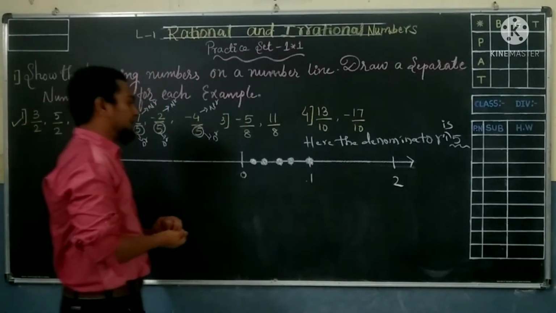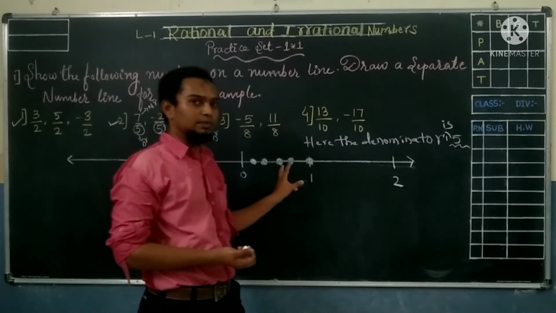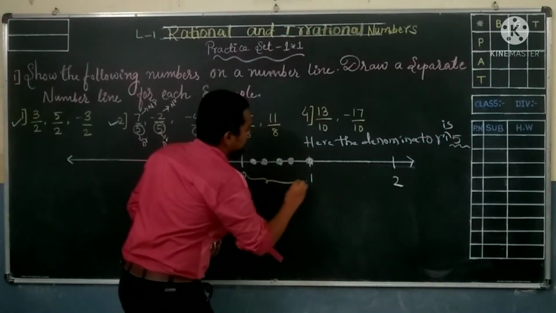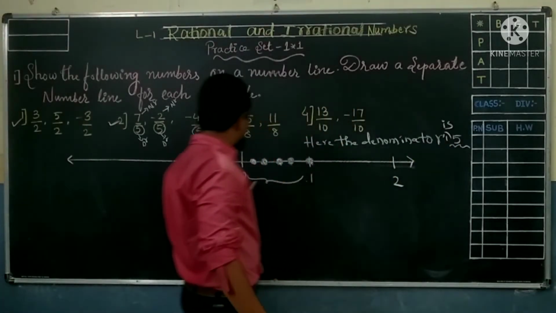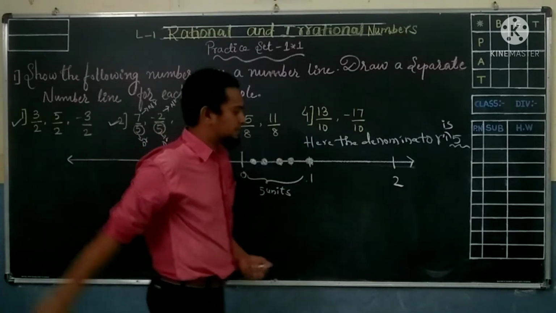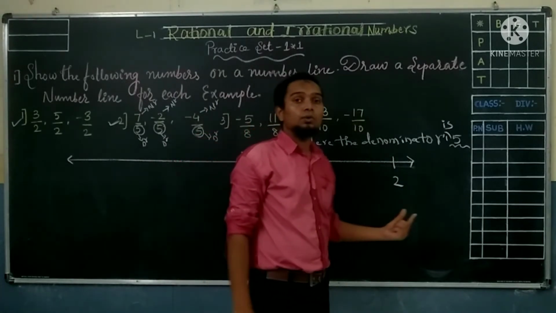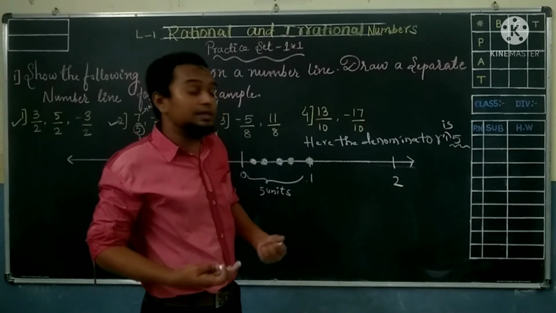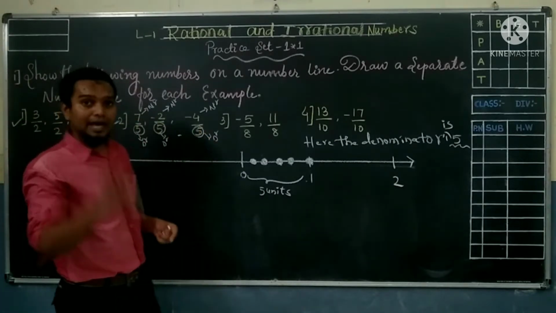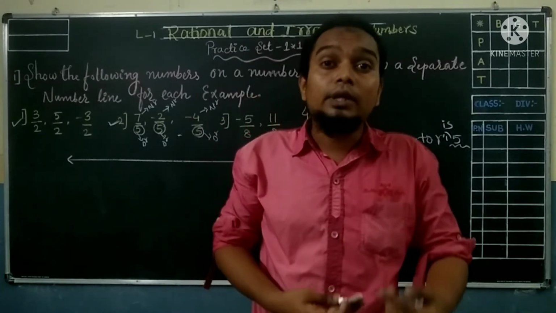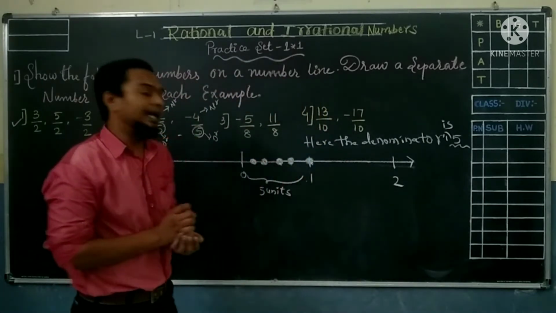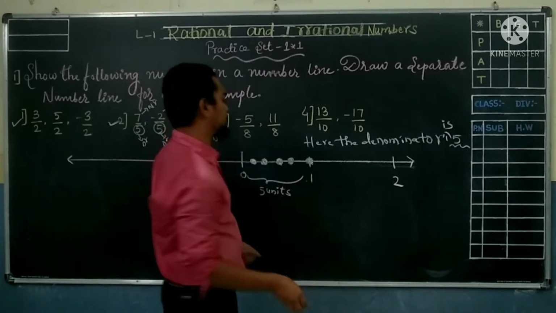Therefore, the difference between two consecutive numbers is the same. The difference between 0 and 1 is 5 units, and the difference between 1 and 2 is also 5 units. Why are we taking 5 units? Because the denominator given is 5. So the difference between every two numbers is 5 units.